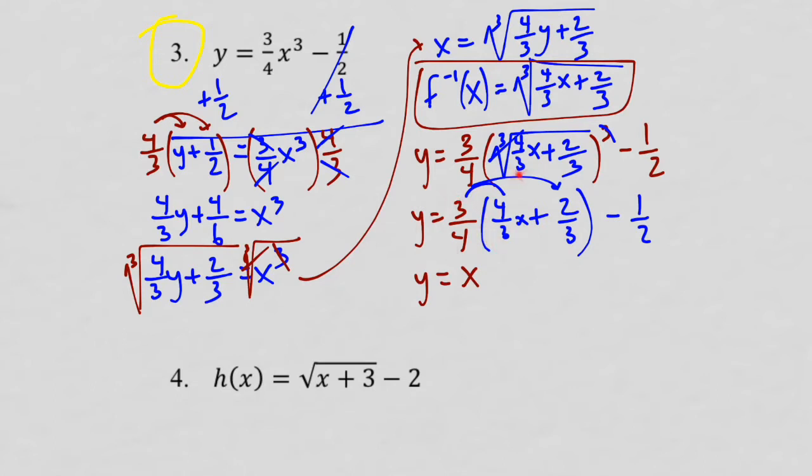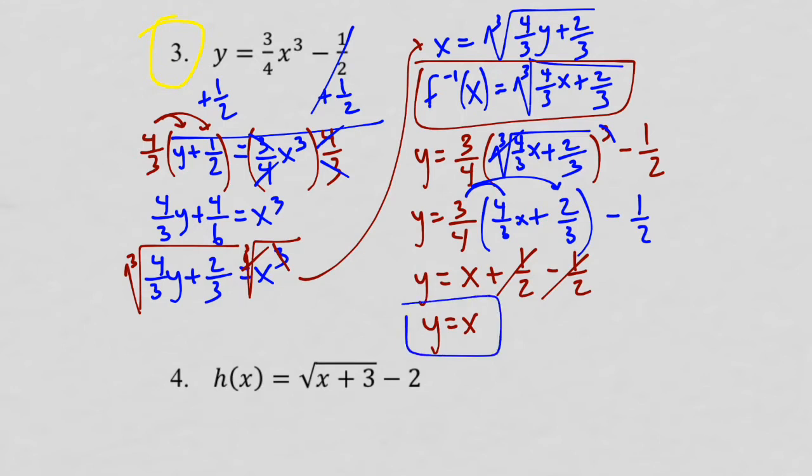For the next one, 3 times 2 is 6, 4 times 3 is 12. So 6 over 12. You can simplify that in your head. 6 over 12 is 1/2. Plus 1/2. And then minus 1/2 that comes from the outside over there. So then the negative 1/2 and the positive 1/2 cancel, and you have y equals x, and that is your final answer.